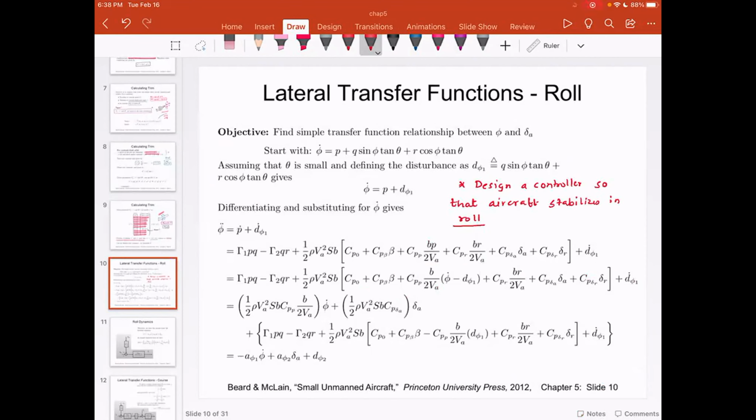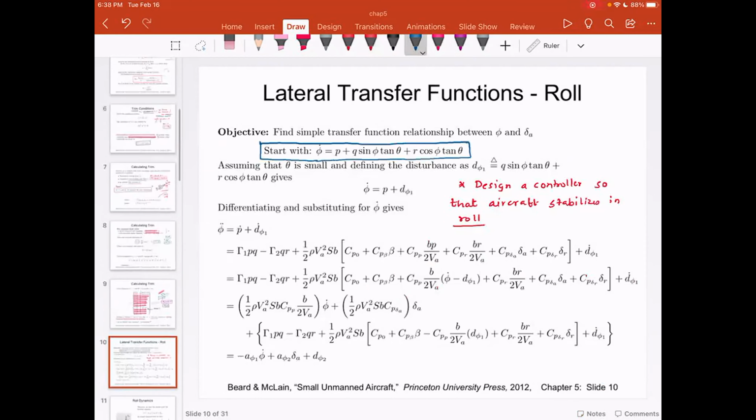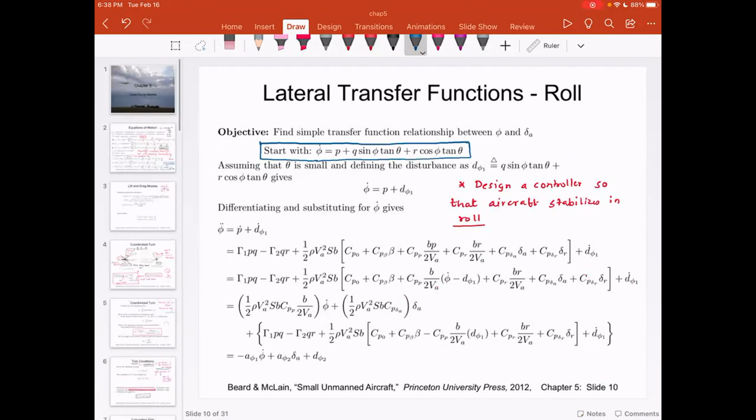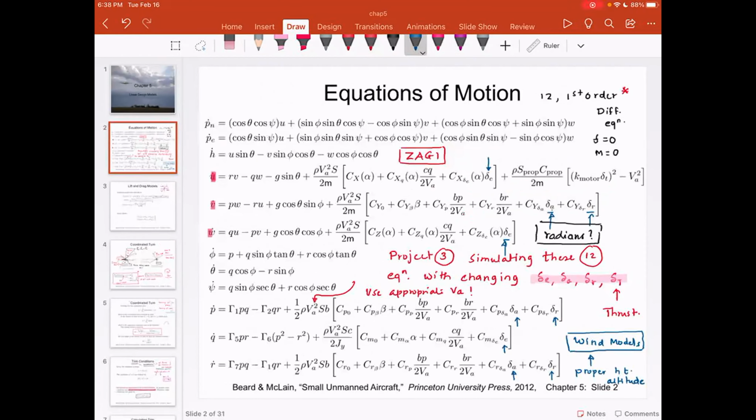Here is what I want to do. The way I'm going to look at it is, first and foremost, I'm going to start with this equation. And if you look at this equation, it is nothing but the exact same equation we have over here.